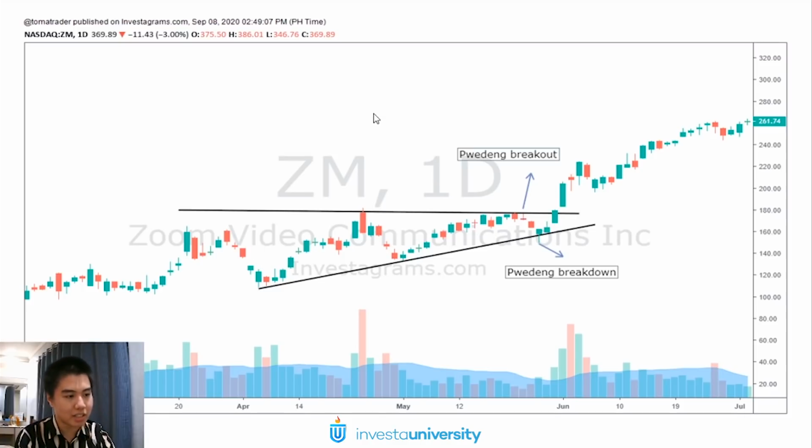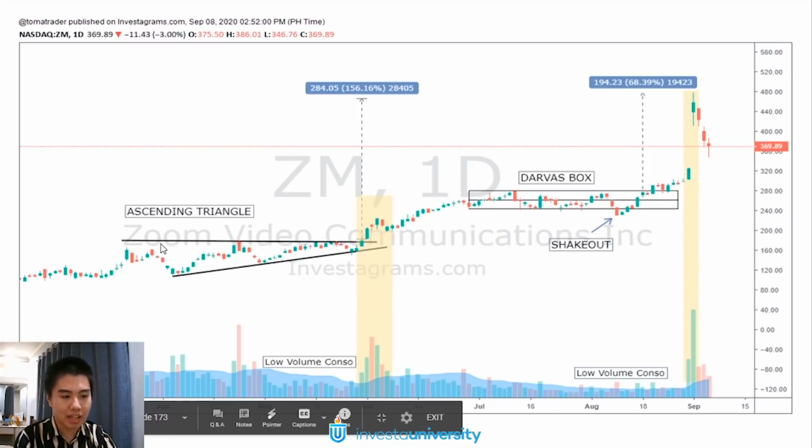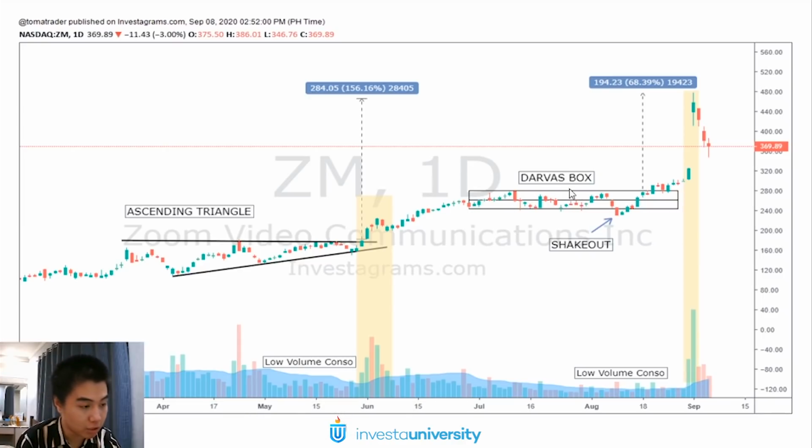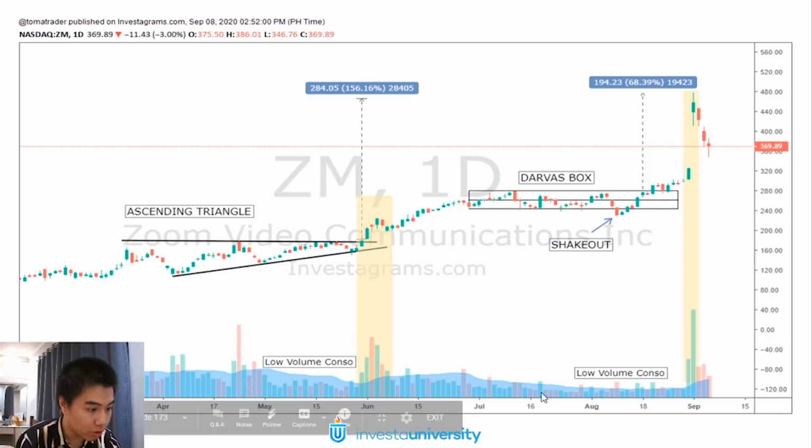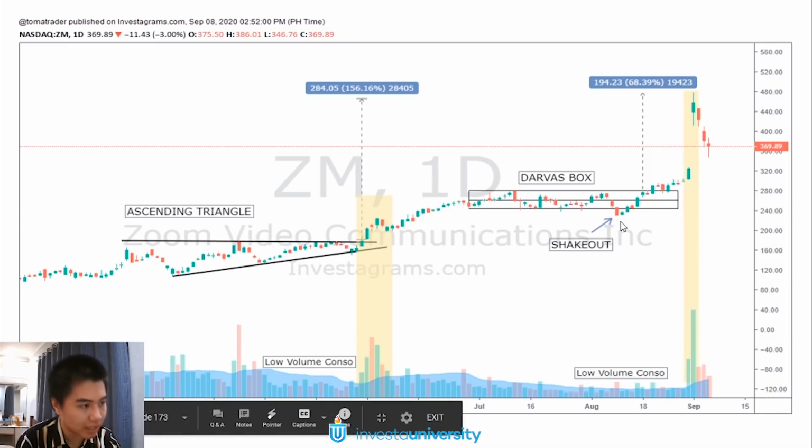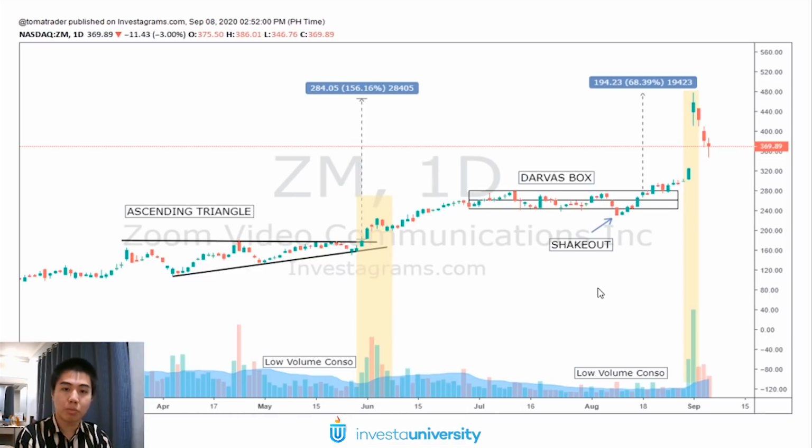But in this case, it broke out. As you can see, low volume consolidation, high volume breakout, went up 156%. But if you miss that, there's a continuation pattern again. A Darvas box or flat base came out. There was a shakeout, which is good. Low volume consolidation happened, and then a high volume breakout. So again, continuation patterns are key to latching on to the leaders in our market if you miss out on the initial moves.